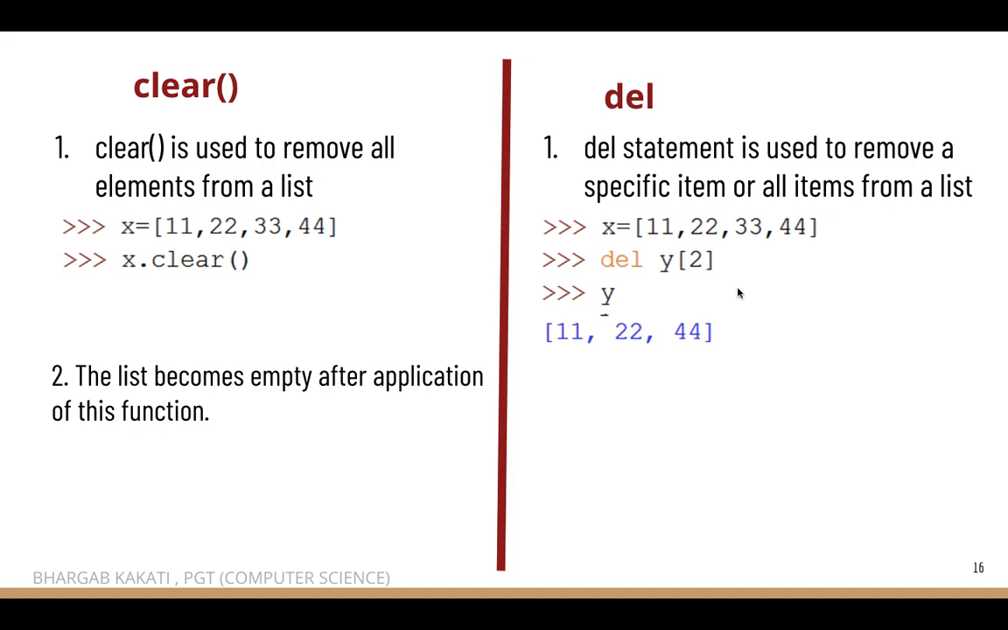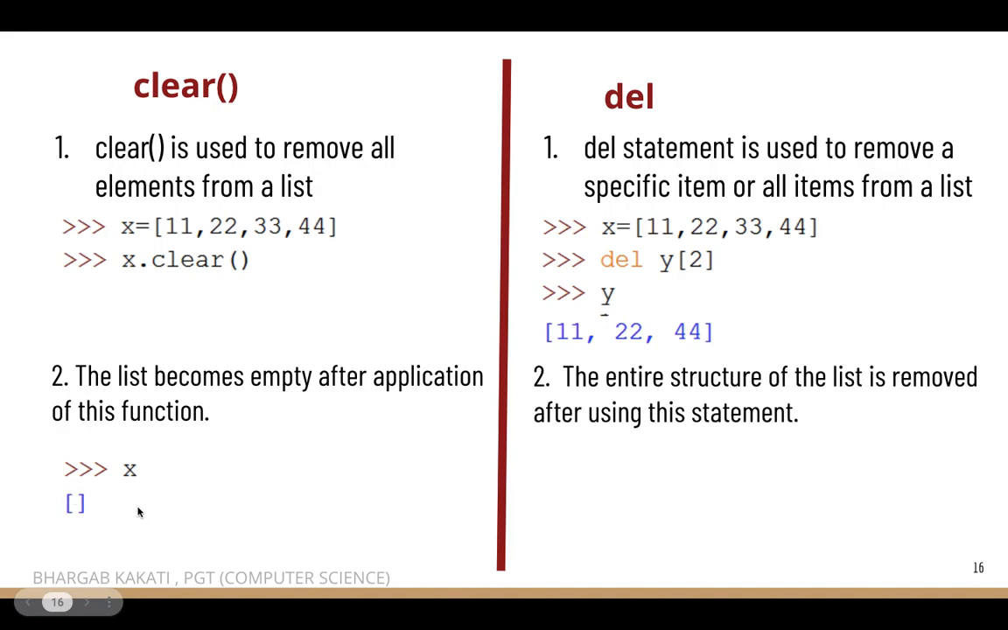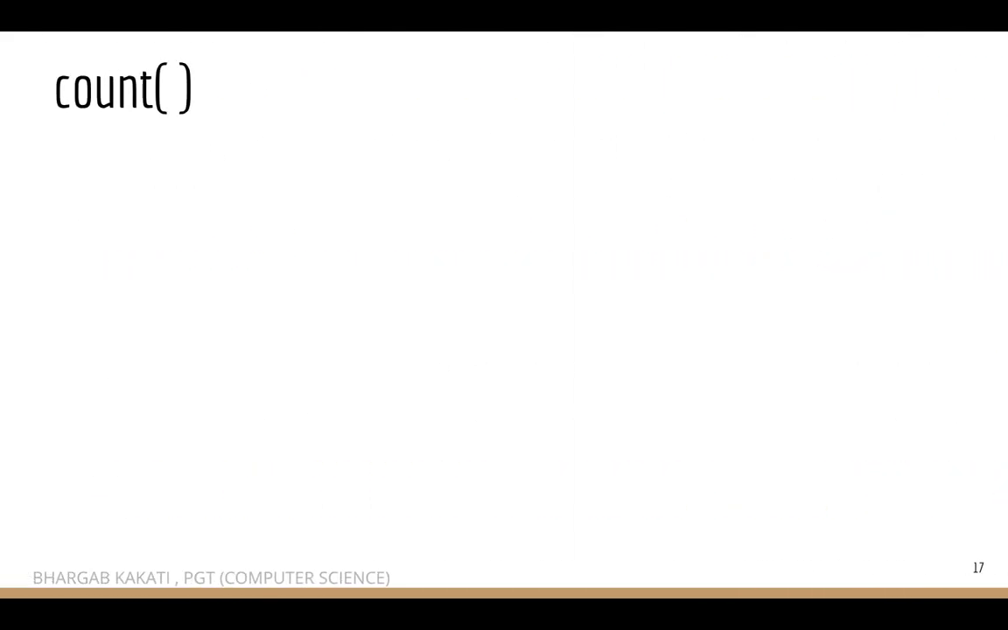The second difference is that after applying clear, the list will exist but it will be an empty list. So if I type in x, the list still exists as an empty list. But with del, the entire structure of the list is removed after using this statement. So if I type in del x and after that x, it will not even recognize x now because it has removed the structure along with the elements. Let's move ahead with the next function, which is the count function.